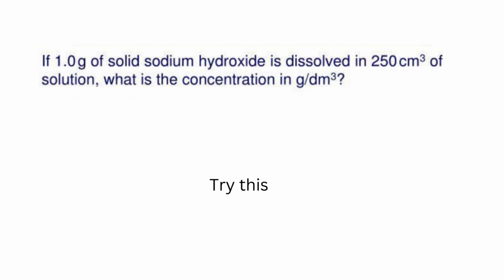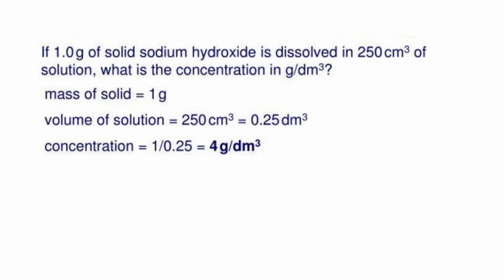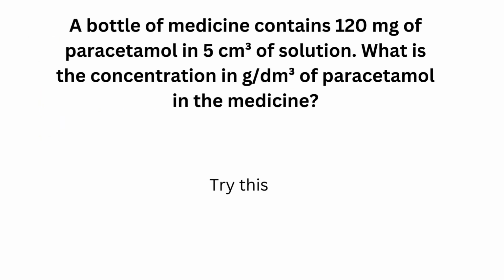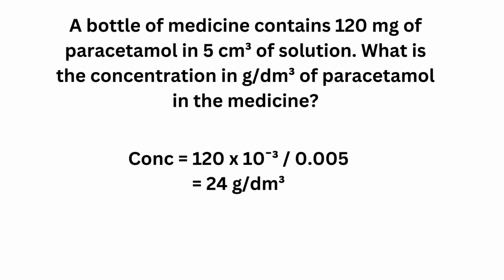Next question, if 1 gram of solid sodium hydroxide is dissolved in 250 centimeter cube of solution, what is the concentration in gram per dm cube? Please try this also. The answer is shown over here as 4 gram per dm cube. Another example, a bottle of medicine contains 120 milligram of paracetamol in 5 cm cube of solution. What is the concentration in gram per dm cube of paracetamol in the medicine? Try this. Answer is 24 gram per dm cube.